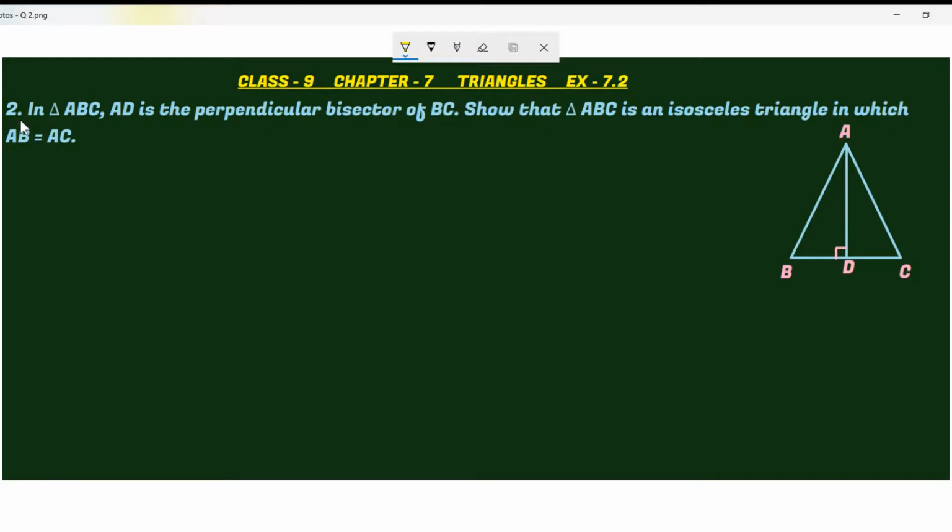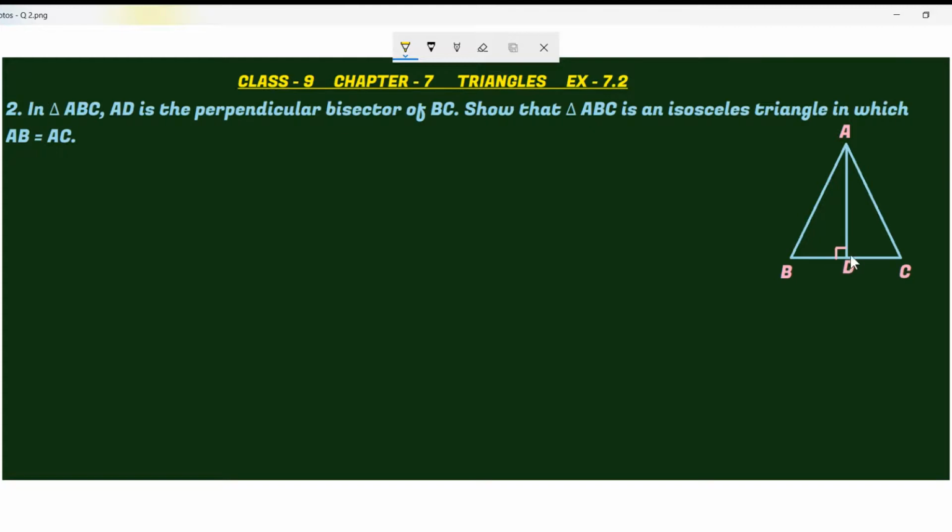Question number 2. In triangle ABC, AD is the perpendicular bisector of BC. Show that triangle ABC is an isosceles triangle in which AB is equivalent to AC. This is the figure given in the question. ABC, this is one triangle ABC. In that AD is the perpendicular bisector of BC. So this is the perpendicular line for BC.